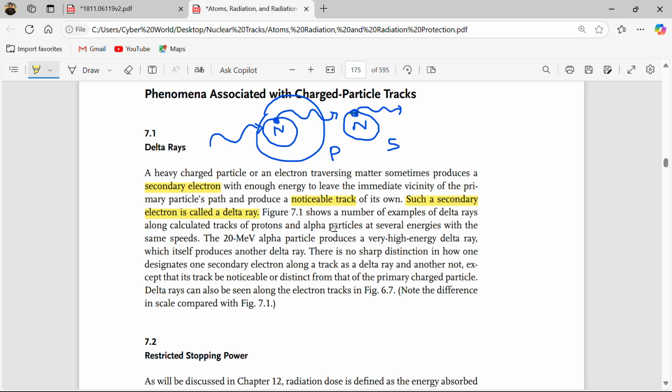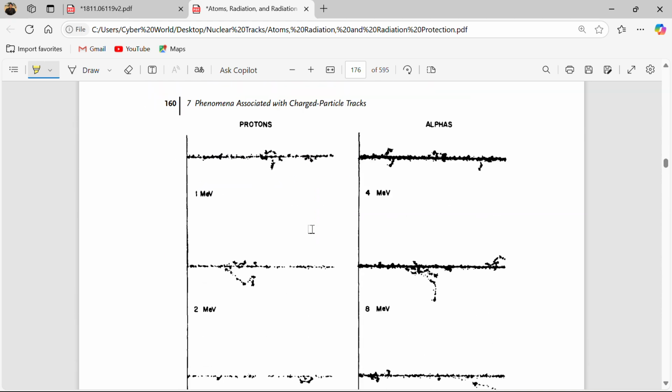We can also illustrate this in figure 7.11. Here you can see this is for protons and this is for alpha particles. Here you can see there is less energy and there is more energy. You can easily conclude from these graphs that as the energy increases, the track thickness is low. So as the amount of energy increases, the track thickness gets low.